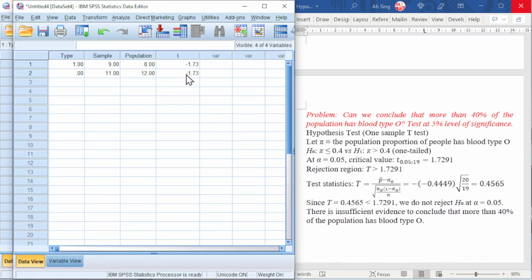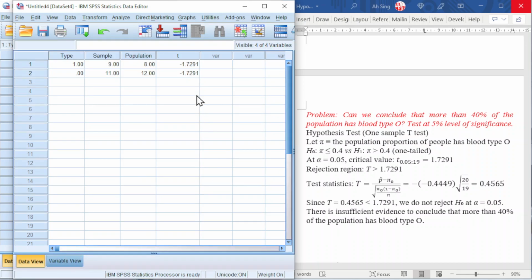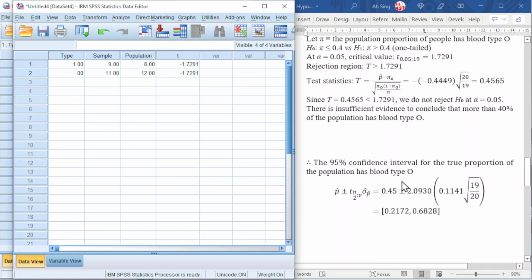Also, if we want more decimal places, go to variable view and increase the decimal point if needed. So we can transfer this value here and we can now compare. Since this is a right tail test, we can ignore the negative since the T distribution is symmetric. From here, we can see that the test statistic is less than the critical value, and hence we do not reject H0 at alpha equal to 0.05, which is the significance level. From here, we can say that there is insufficient evidence to conclude that more than 40% of the population has blood type O. How about, let's say, if we are asked to obtain the confidence interval?